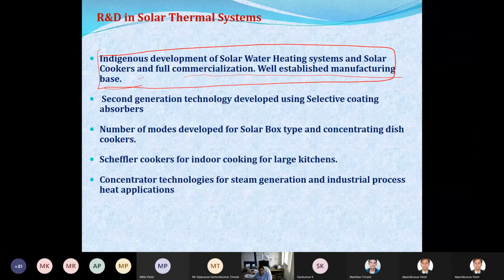Number of models developed for solar box type and construction. All the things are there, but you should develop the system or product which can be used by the society. Of course, those products should be affordable. That is very important. That means one or two products you can give on subsidy from your project, but ultimately it should be affordable by the common people.